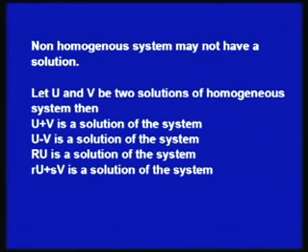Now we have some results which say that if u and v are two solutions of a homogeneous system, then u plus v is a solution of the system. Then if u and v are solutions of the system, then u minus v is also a solution of the homogeneous system. Similarly, if u is a solution of the system, then a constant r times u is also a solution of the system. Not only this, but a linear combination of u and v is also a solution of the system. That is, r times u plus s times v is a solution of the homogeneous system. These properties are not true for a non-homogeneous system, but these are the properties which are true for a homogeneous system.